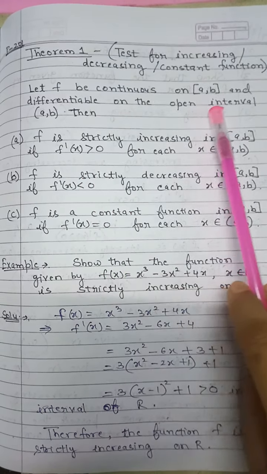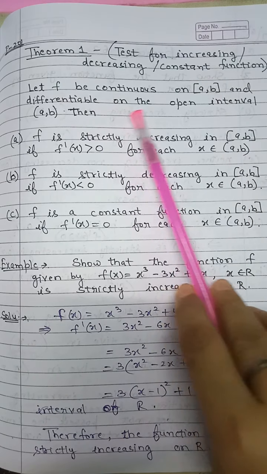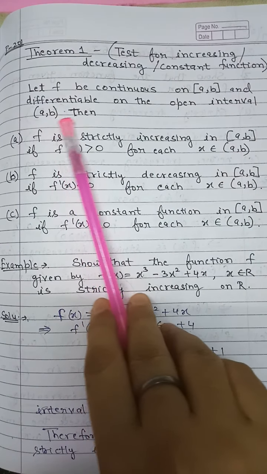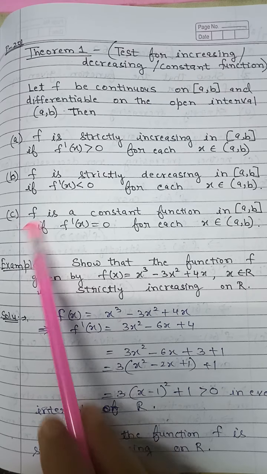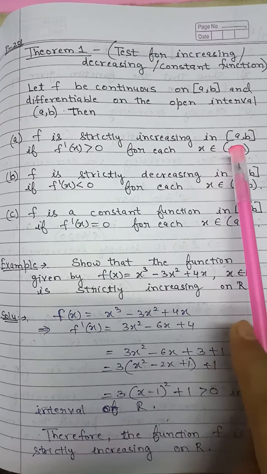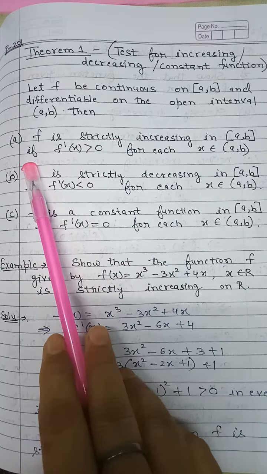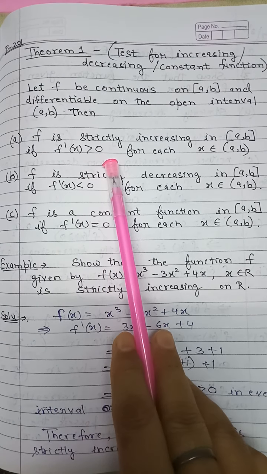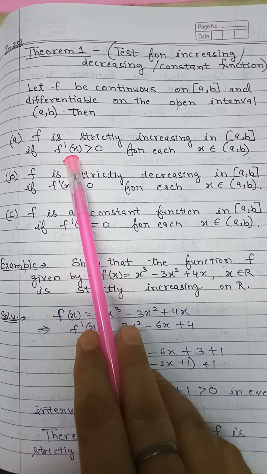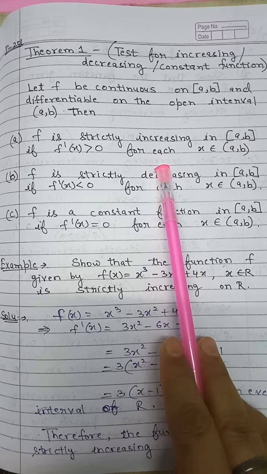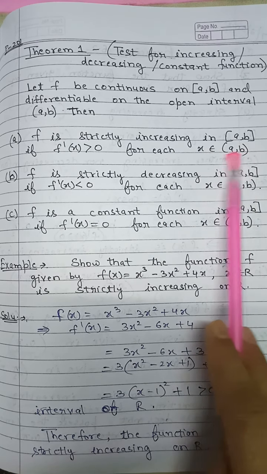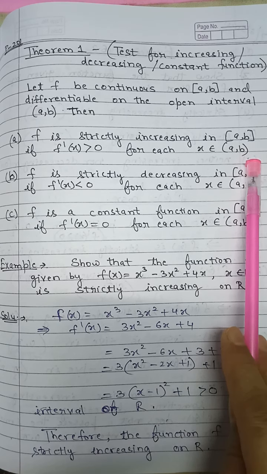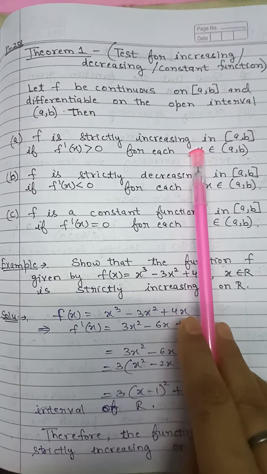Let f be continuous on [a, b] and differentiable on the open interval (a, b), which we had already read in a theorem in chapter number 5. Then f is strictly increasing in the closed interval [a, b] if f'(x) is greater than 0, means the derivative of that function should be greater than 0 for each x belonging to the open interval (a, b). Then it will be strictly increasing.